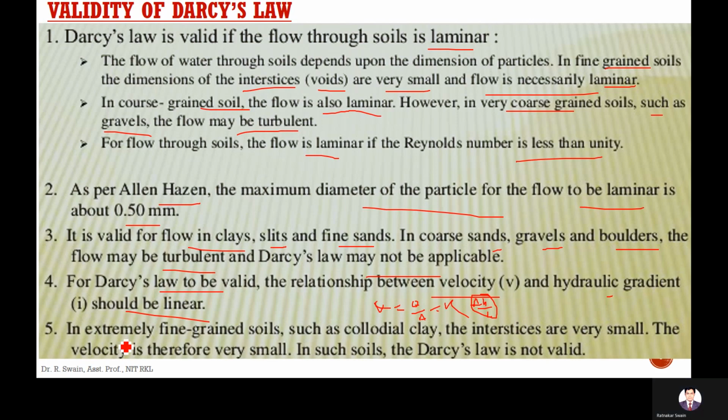In another case, when the soil size is very small, like extremely fine-grained soils such as colloidal clay, the pores and interstices are very small, so the velocity is very small, approximately zero. Flow is hardly possible in this type of clay. So when flow is hardly possible in those soils, Darcy's law cannot be applied. Darcy's law cannot be applied if the soil is very fine.